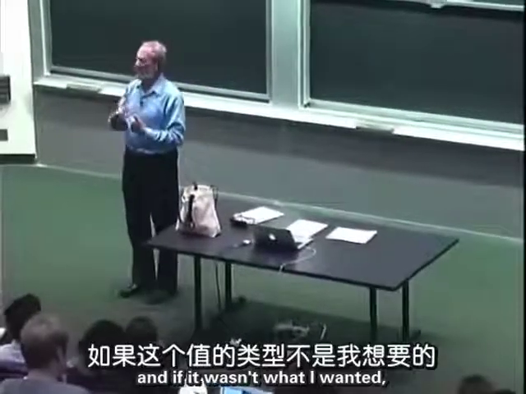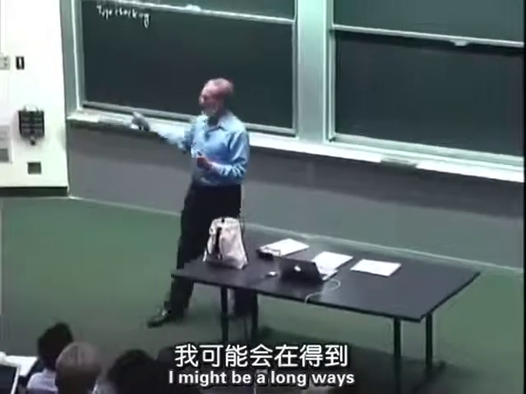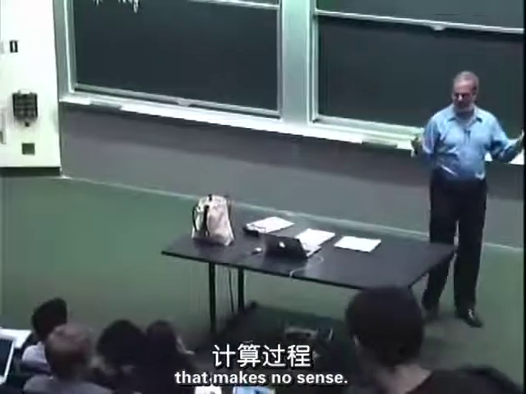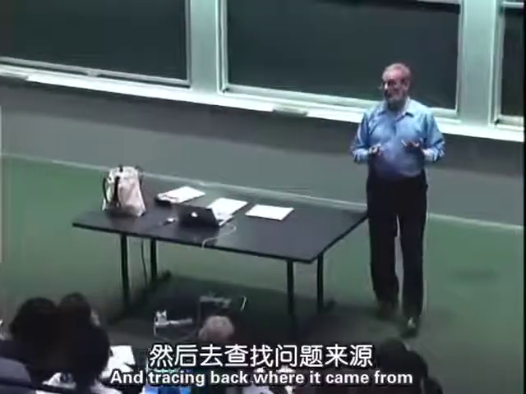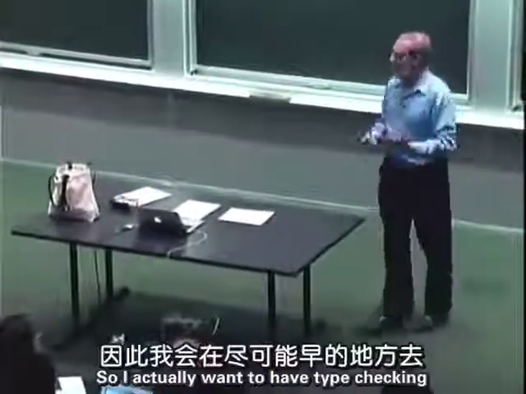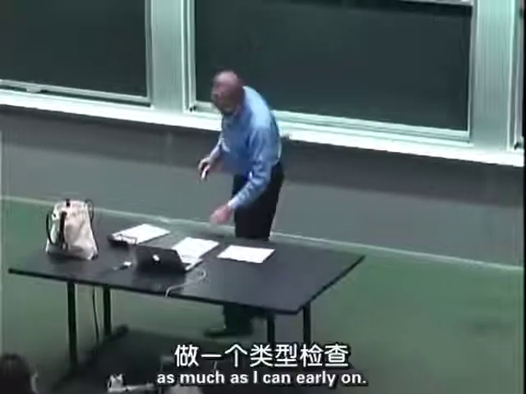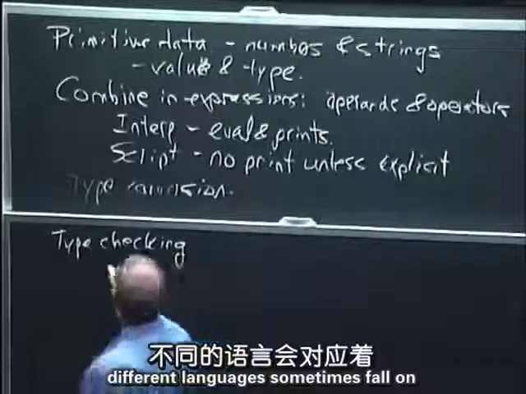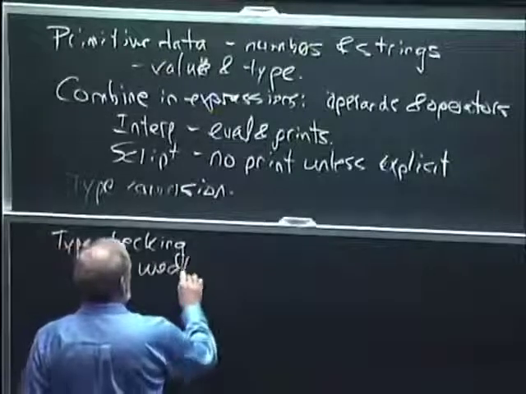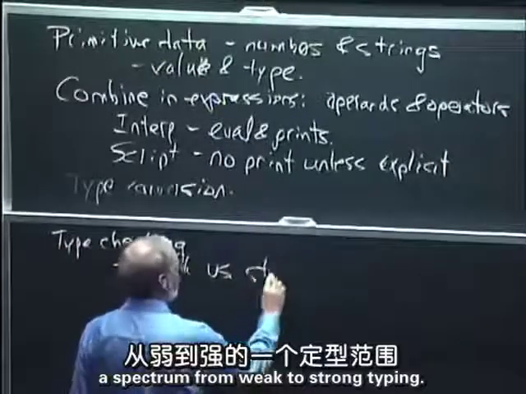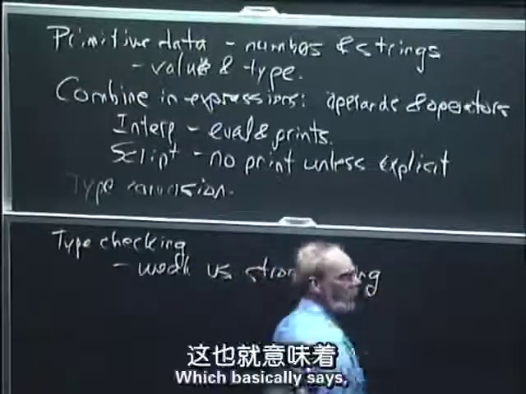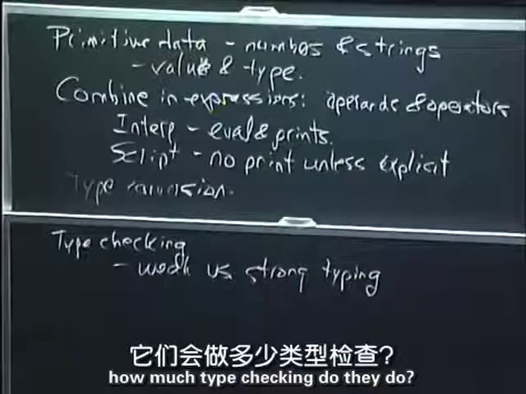And if it wasn't what I wanted, I might be a long ways downstream in the computation before I actually hit some result that makes no sense. And tracing back where it came from can be really hard. So I actually want to have type checking as much as I can early on. And in fact, under type checking, different languages sometimes fall on a spectrum from weak to strong typing, which basically says how much type checking they do.